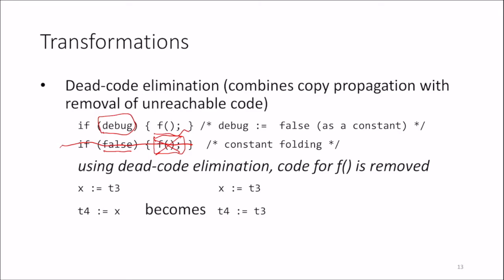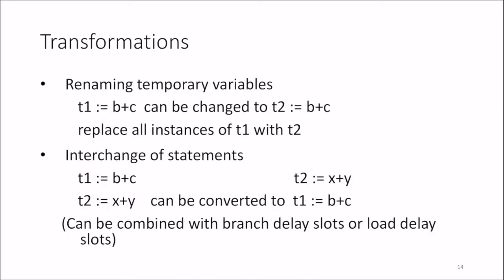The other way you could use temporaries is, if I have a sequence of instructions like that, where x is assigned a value of t3, it might be helpful to use the same temporary variable, assign it to t4. This might have a beneficial effect in future code optimization steps. We can rename temporary variables. So t1 changed to t2, as long as these variables are unique.